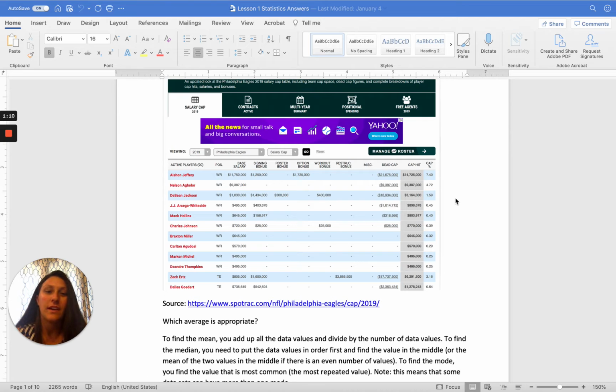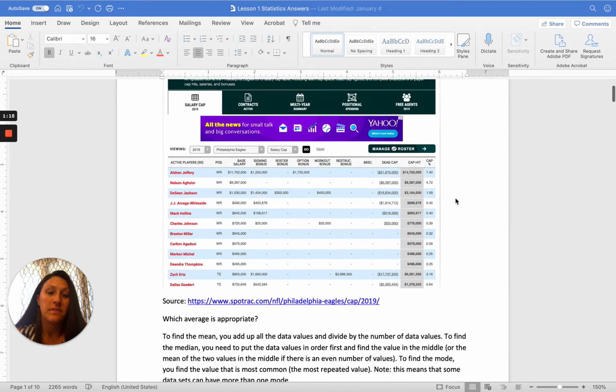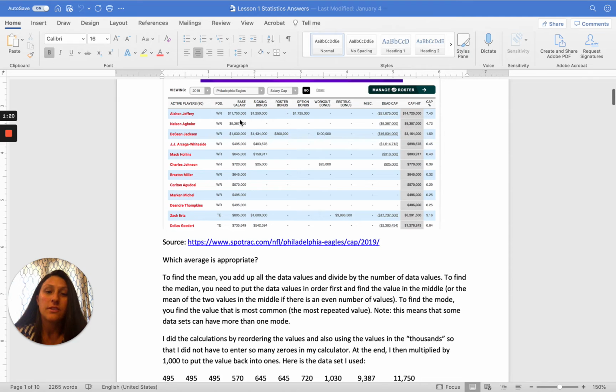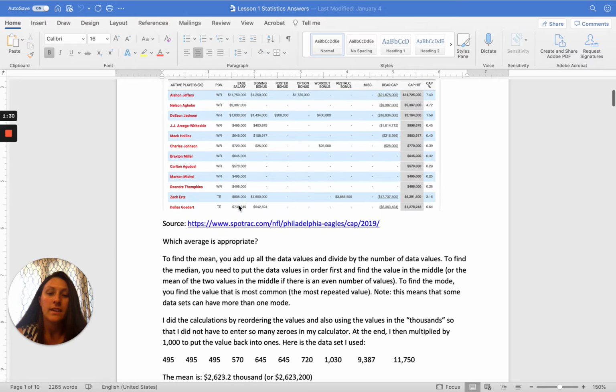Okay, so if you're like most people, when you're asked to find an average, the first thing that you think of is the mean. So that's what I did. To find the mean, you're going to add up all of these 10 data values, and then you're going to divide by the number of points in your data set, which in this case is 10.